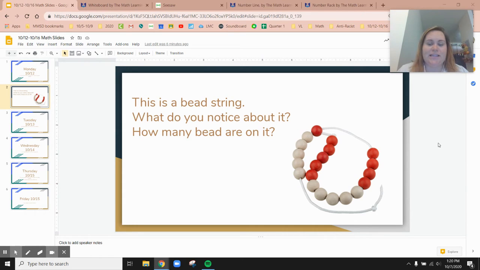I notice that there are white and red beads. And I see that some beads are close together and some of them are separated, right? I think this might be a lot like our number rack, where there are 5 white and then 5 red and then 5 white and then 5 red. They're very similar, our number rack and our bead string.